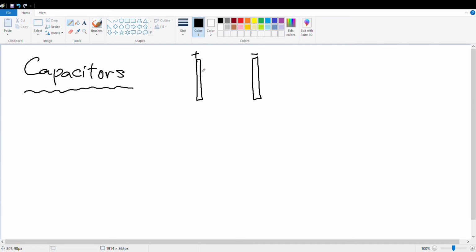We did discuss the electric field strength between these two plates, which flows from the positive to negative. This is my electric field strength, which is E. Okay, so the capacitor is actually designed in this form. This uniformly charged plate is what we call a capacitor.